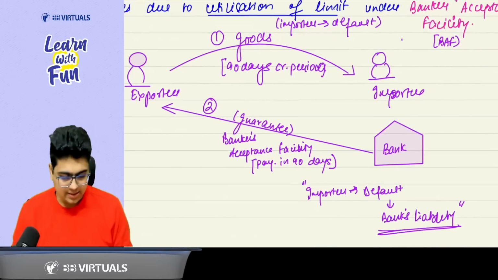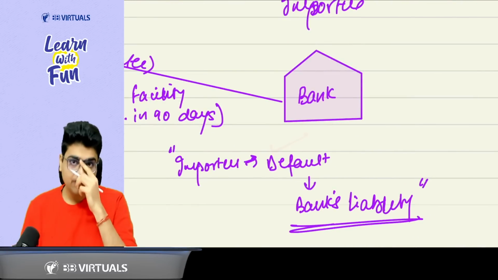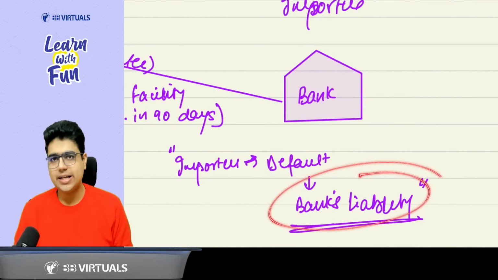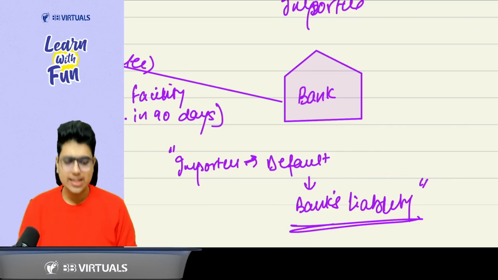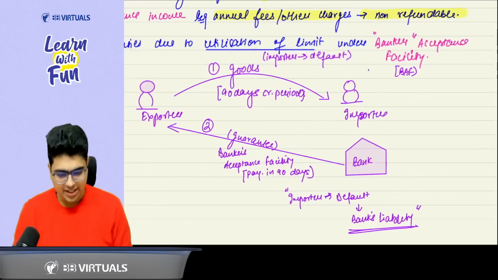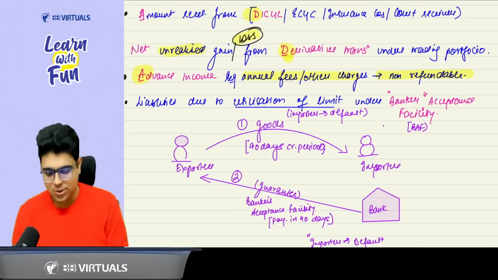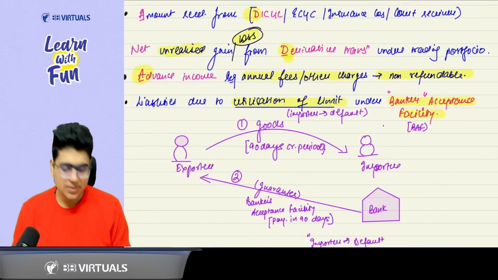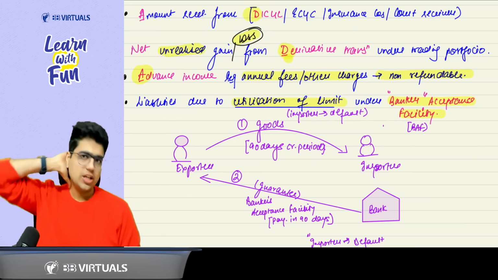Now what happens? Let's say the importer defaults. So can I say now it becomes the bank's liability? Yes. Now tell me one thing. Is this liability in the nature of current account? No. Saving account? No. Fixed deposit? No. So it is not in the form of DTL. So this is what it says: liabilities due to utilization of limit under banker's acceptance facility will also not be covered under this.